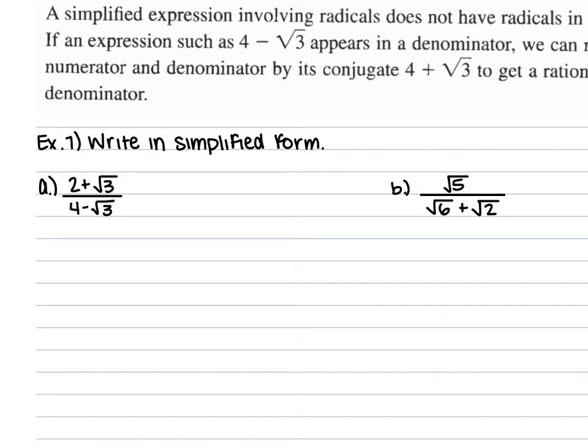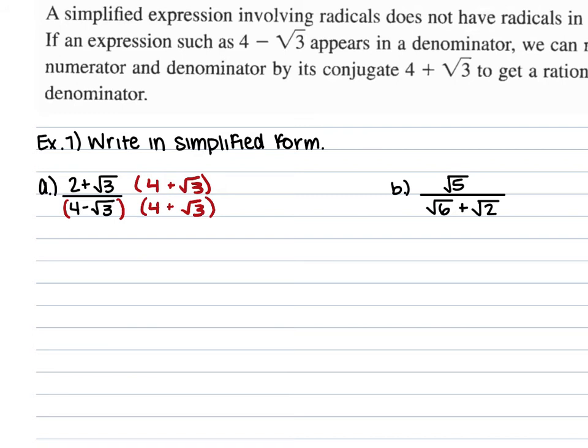So if you look at example A, we have 2 plus the square root of 3 all over 4 minus the square root of 3. In order to get the conjugate of your denominator, that 4 minus the square root of 3, we're going to keep the 4, we're going to keep the square root of 3, but we're going to change the sign between them. So instead of it being a negative, it's going to be a positive. And we're going to multiply it to the bottom and to the top of that fraction.